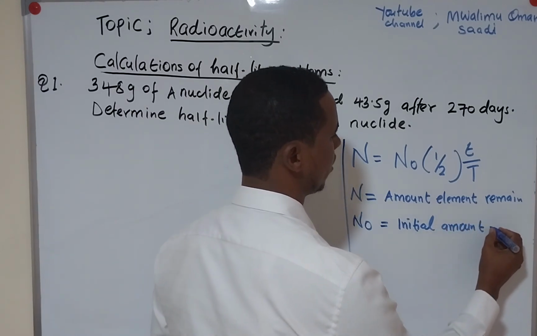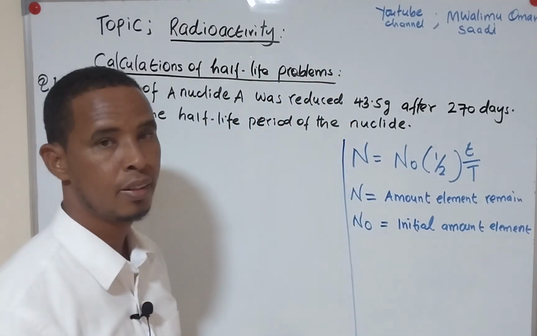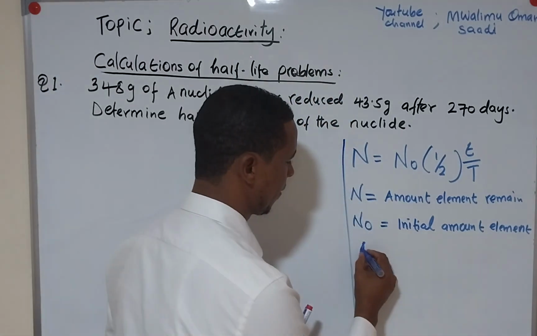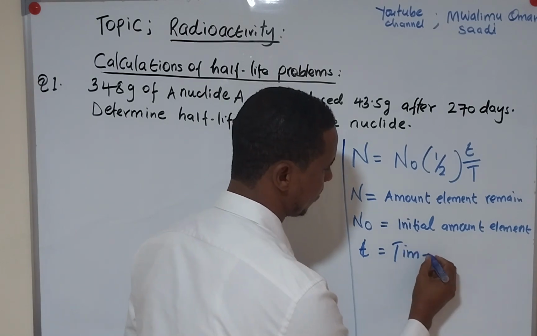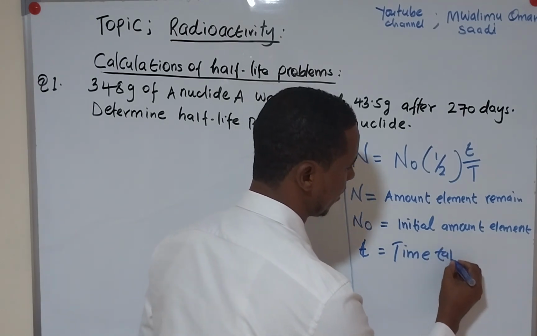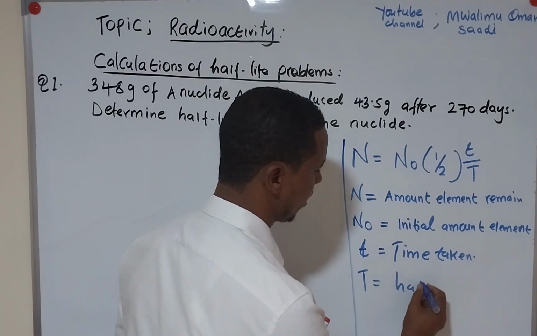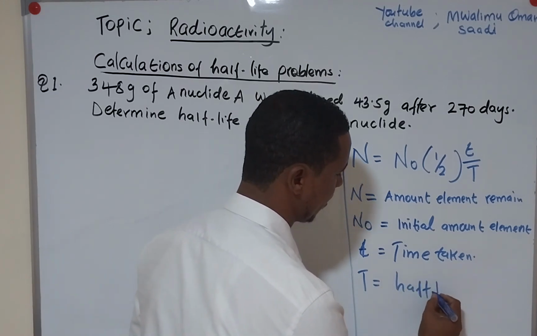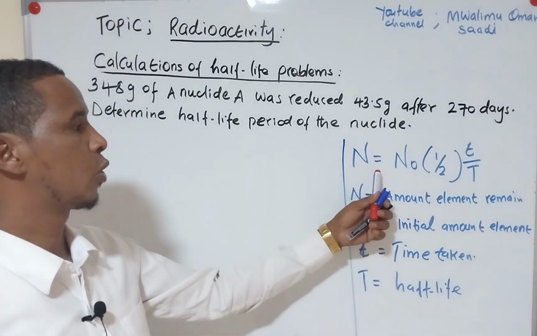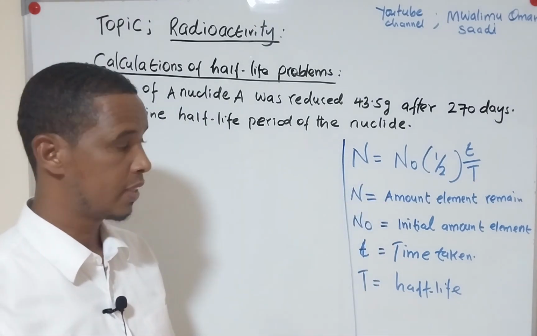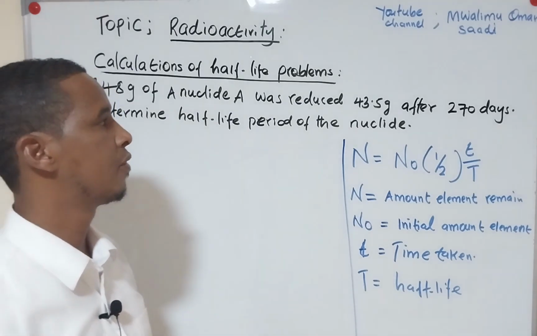Initial amount of the element, and small t is the time taken, and capital T is the half-life. So once you have this equation, it will be easy to determine the half-life or to solve questions that are concerning half-life problems.